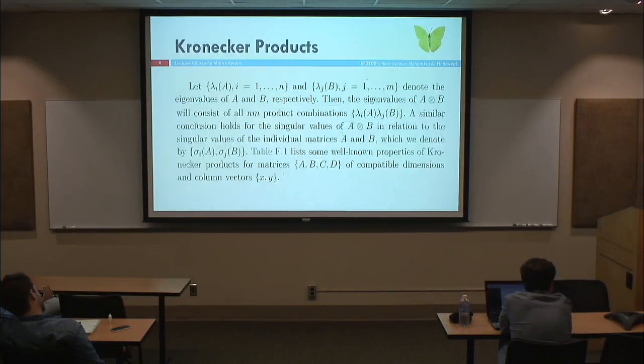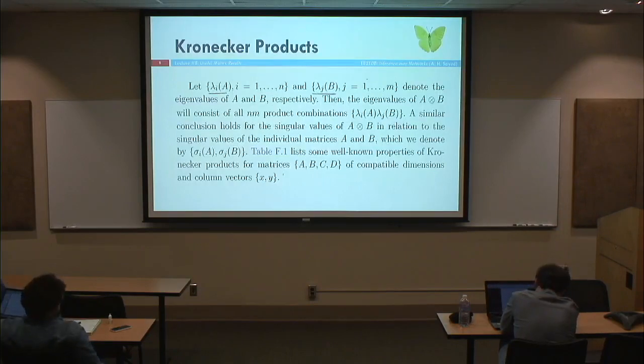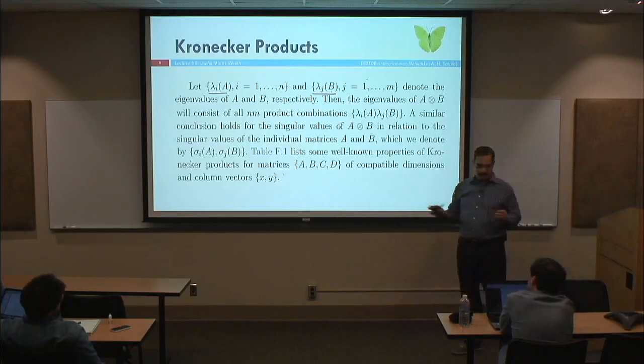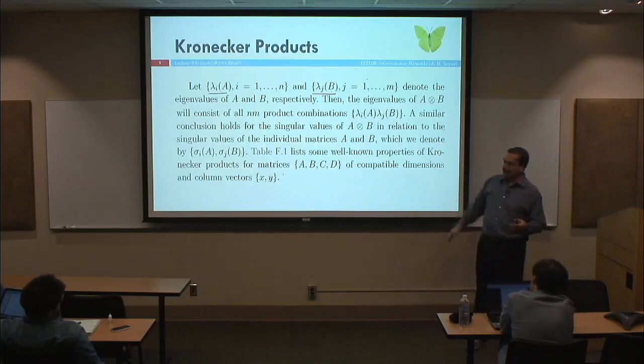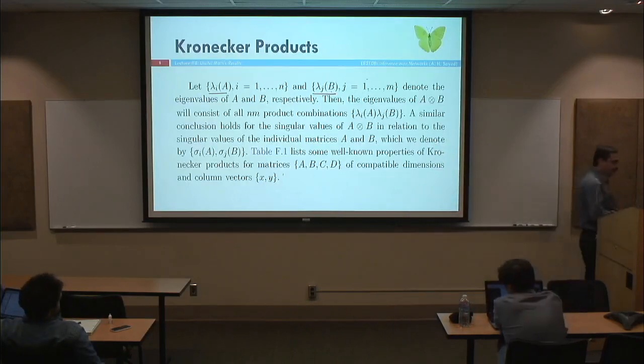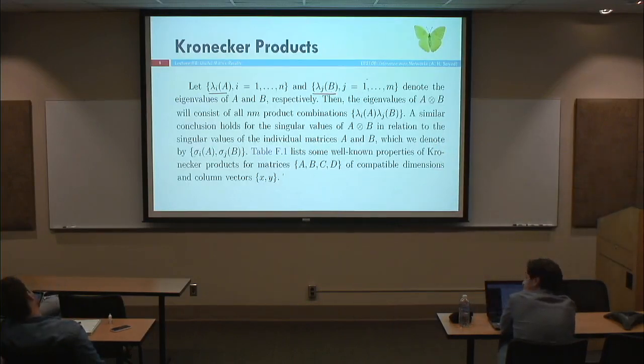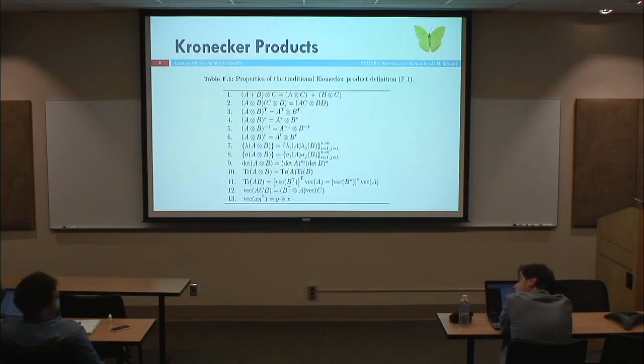Now, they have many useful properties, and we'll be using some of these properties. Let's assume that lambda_i(A) and lambda_j(B) denote the eigenvalues of A and B. A and B here are square matrices with eigenvalues lambda of A, lambda of B, and with singular values sigma of A, sigma of B. Then the following properties hold, and I would like to highlight some of them that we'll be using.